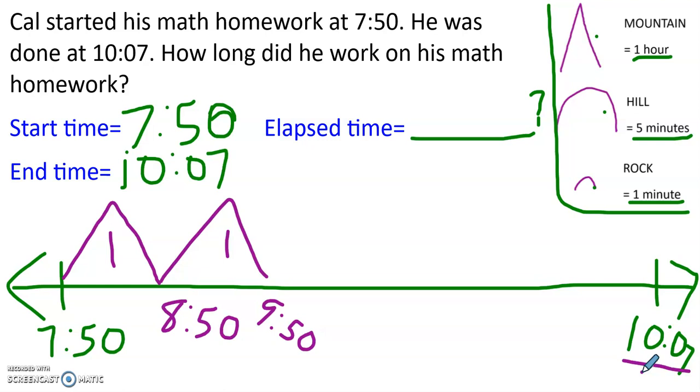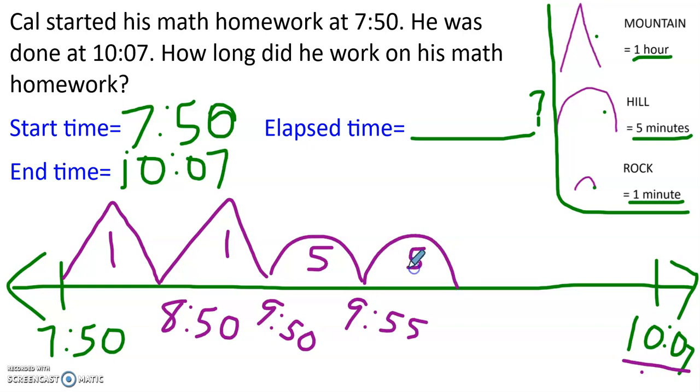I'm going to go with some 5-minute increments next, some 5-minute hills. So I'm going to do a 5-minute hill, which 9:50 plus 5 minutes is going to put me at 9:55. I can do another 5-minute hill, which is going to put me at 10 o'clock, right? Because there's no such thing as 9:60 in time. It would be 10 o'clock is next.